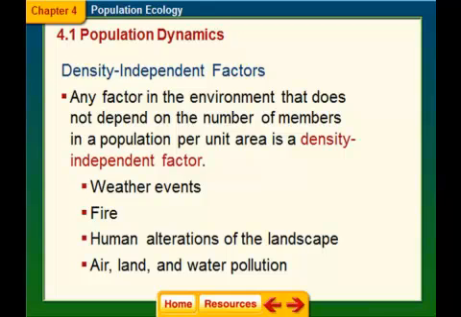And then pollution. Pollution is going to affect the number of organisms that we can have. Once again, whether there's 5 of them or 100 of them, any type of pollution would limit how big those populations can get. So those are density independent, right? It does not matter how many organisms there are, it will still affect their population size.